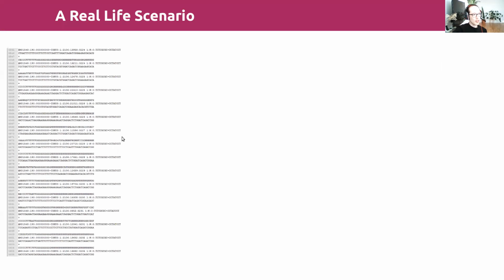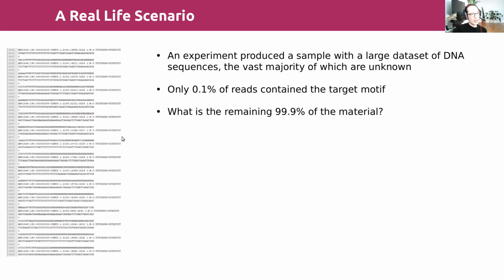So this is a scenario. An experiment produced this data here. This is a next-gen sequencing data set. And a large majority of the material in this data set turned out to not be related to the target of the experiment. Only about 0.1% of these reads, these data points, contained the target sequence of interest for this particular experiment. And a question remained, what was the remaining 99.9% of the material?